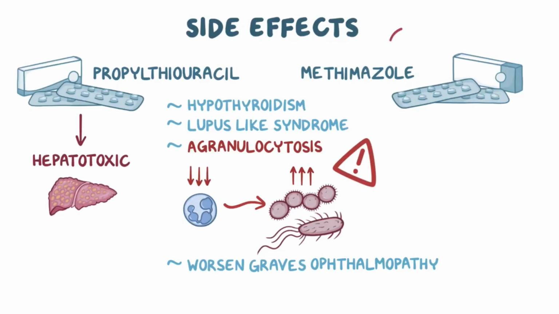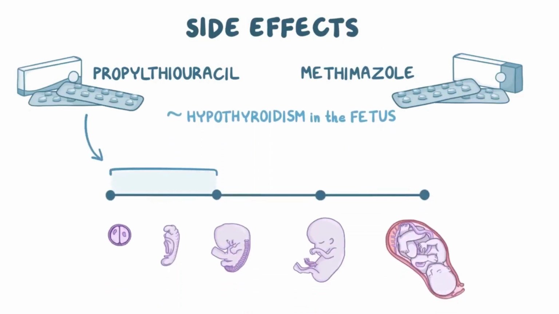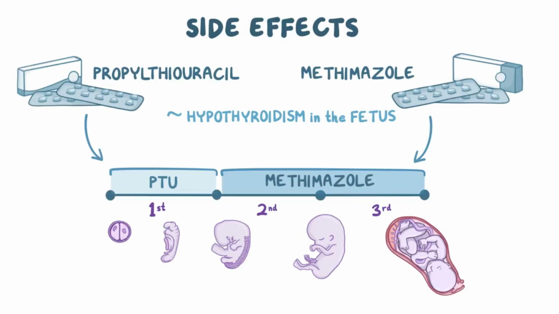So methimazole is usually the preferred medication. Both methimazole and PTU can cross the placenta and cause hypothyroidism in the fetus. Because of this, PTU is the better medication during the first trimester, since methimazole could cause congenital defects when the fetus is vulnerable. During the second and third trimesters, after the risk period is over, methimazole is the preferred medication.